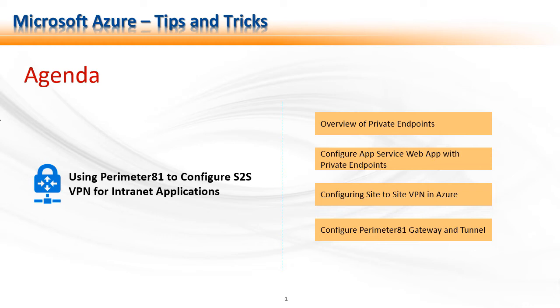Once that is done, we will come back to Azure and create a local network gateway and then create the tunnel between the two of them, so that any user who is connected to site-to-site VPN via Perimeter 81 gateway should be able to access the app services web app. And if they are not connected and they are trying to access the application, they should not be able to reach there. So what are we waiting for? Let's get started.